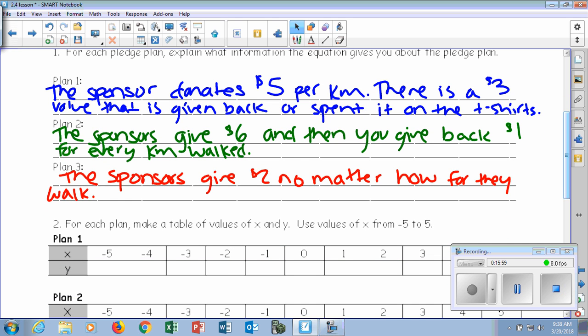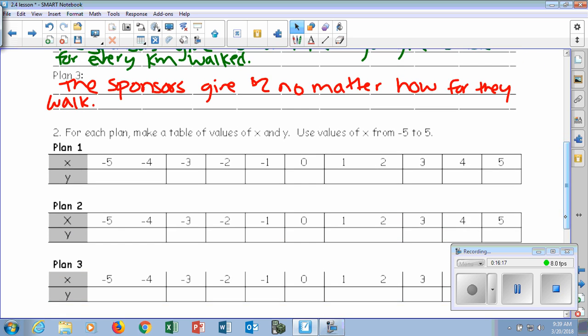In question 2, now we're creating a table for all of these plans. We're basically doing the same thing 3 times because we have 3 different equations. So it says for each plan, make a table of values of x and y. Use values of x from -5 to 5. So they gave us that. Our x values range from -5 all the way to the right, which is a 5.